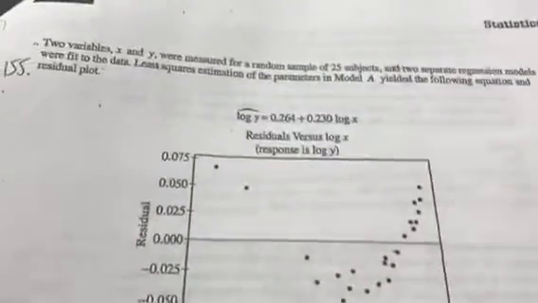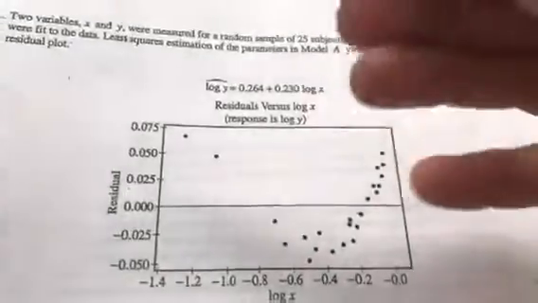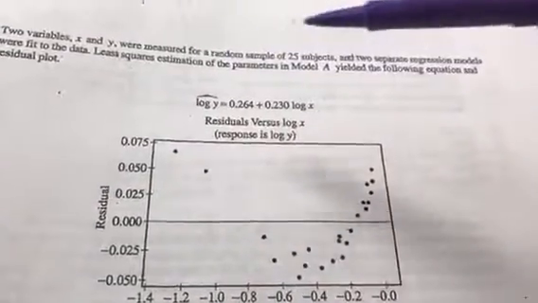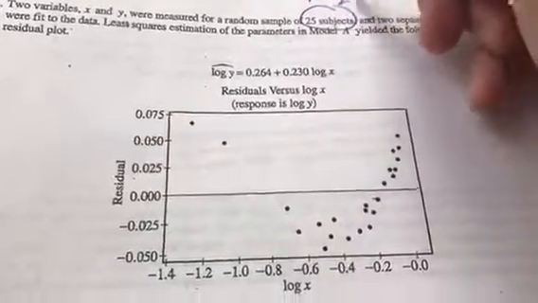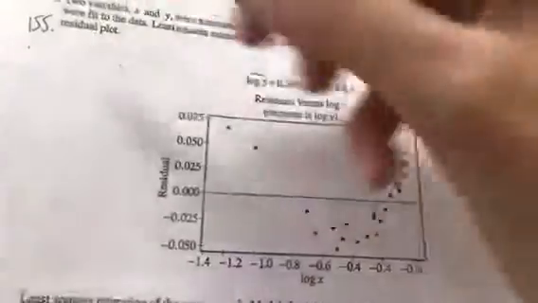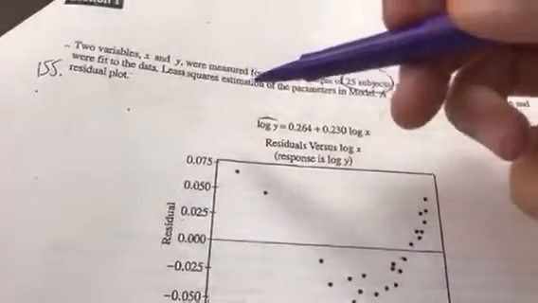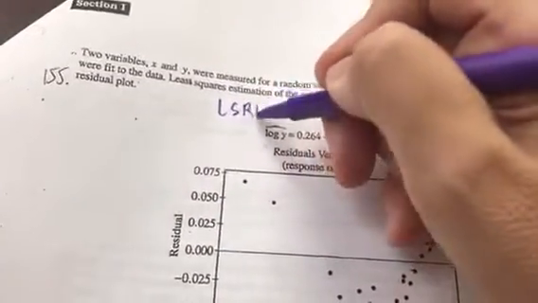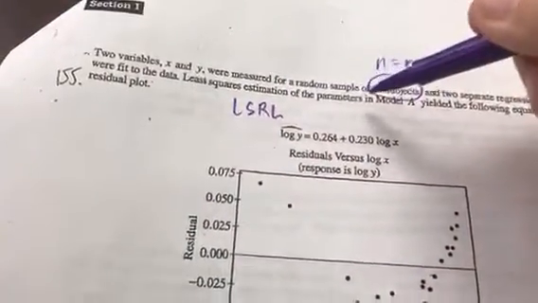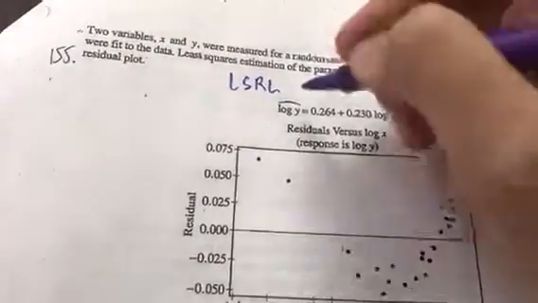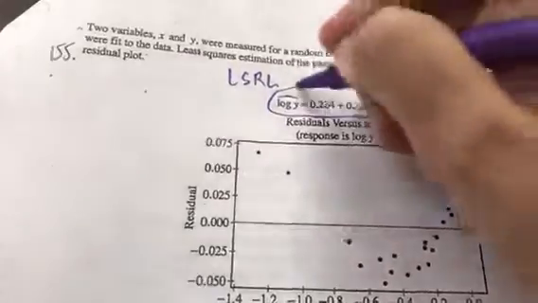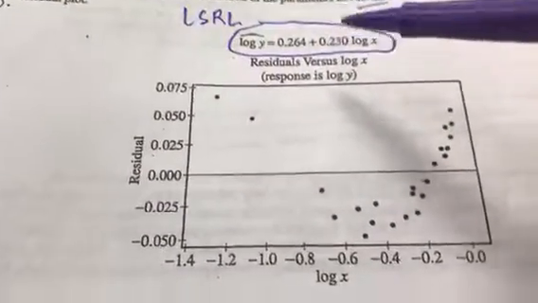Here we go. There are two variables, x and y, that we're being asked to measure for a random sample of 25 subjects. Two separate regression models were fitted to the data. The least squares regression line estimating the parameters in model A yielded the following equation. So here's the equation of the least squares regression line.